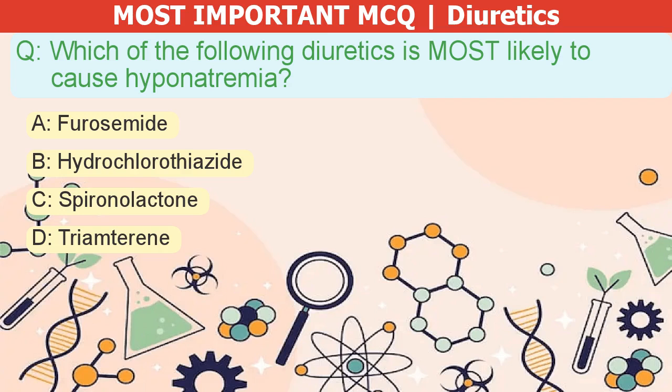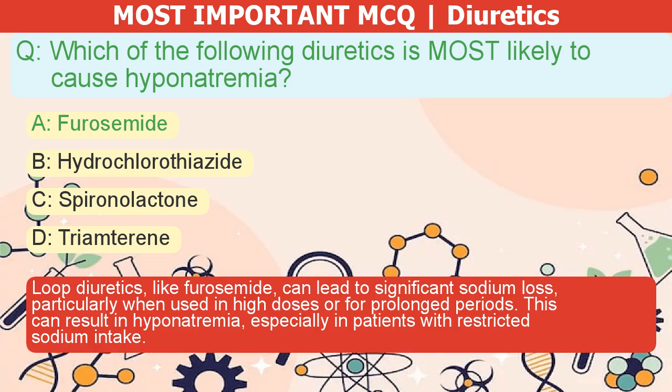Which of the following diuretics is most likely to cause hyponatremia? A. Furosemide. B. Hydrochlorothiazide. C. Spironolactone. D. Triamterene. The correct answer is A. Loop diuretics, like furosemide, can lead to significant sodium loss, particularly when used in high doses or for prolonged periods. This can result in hyponatremia, especially in patients with restricted sodium intake.